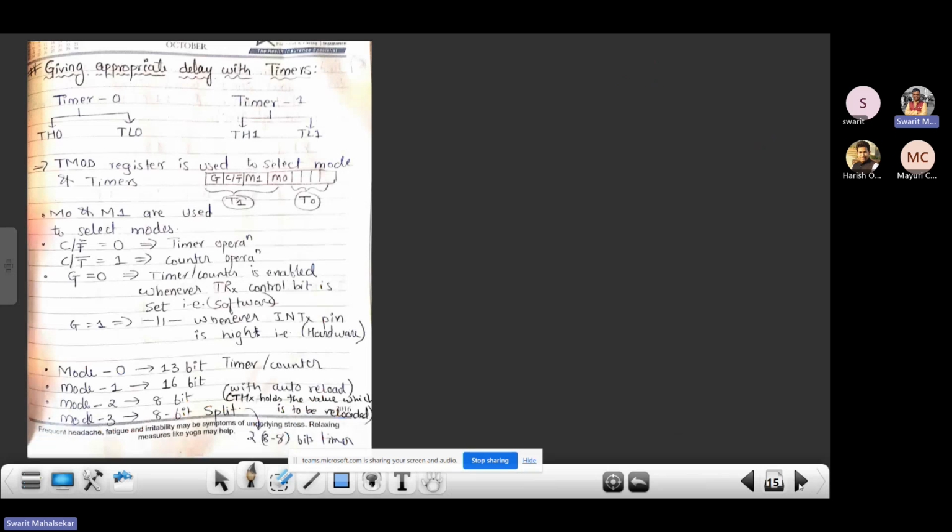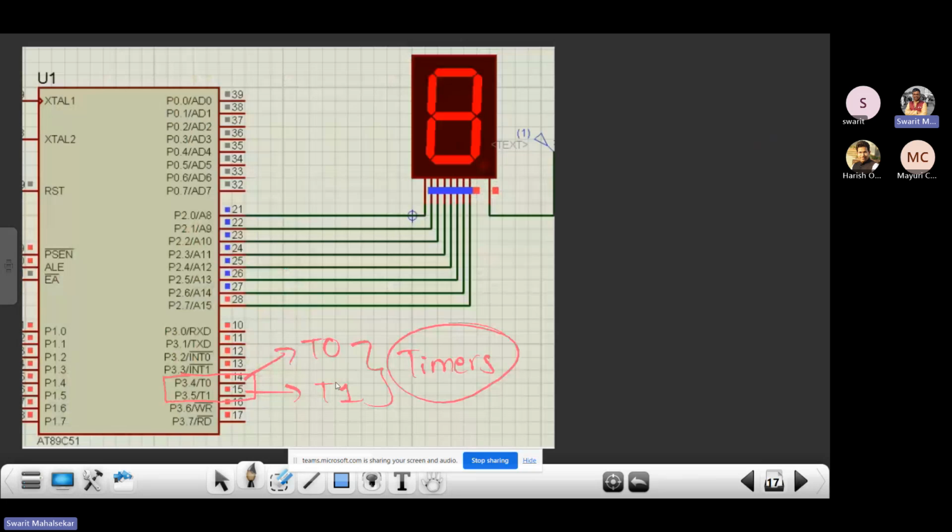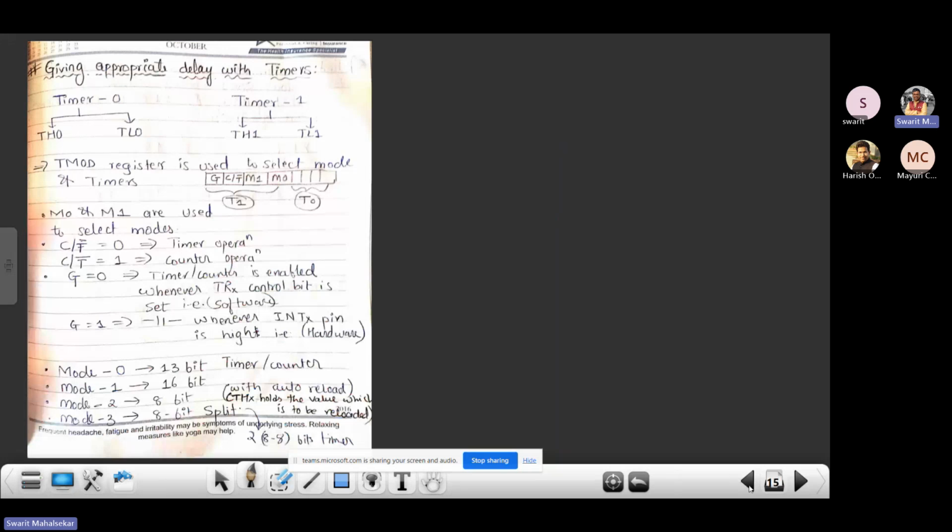Just a few minutes back, I showed you that we have two different timers available on 8051. Whether to use a timer for creating a delay, that is, a timer operation, or to count certain events, that is, a counter operation, is decided by the TMOD register.